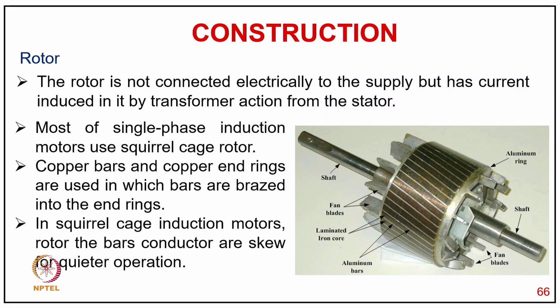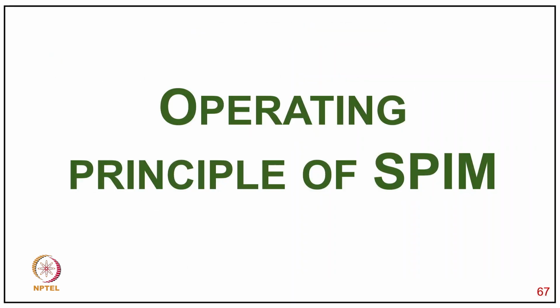The rotor is not connected electrically to the supply, but has a current induced in it by transformer action from the stator. Most single phase induction motors use a squirrel cage rotor. Copper bars and copper end rings are also used, in which the bars are brazed into the end rings. In a squirrel cage induction motor, the rotor bar conductors are skewed for quieter operation.